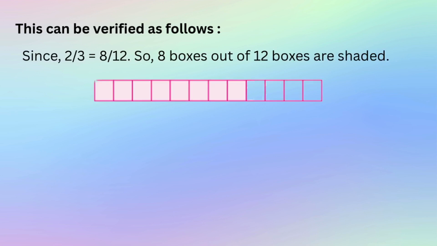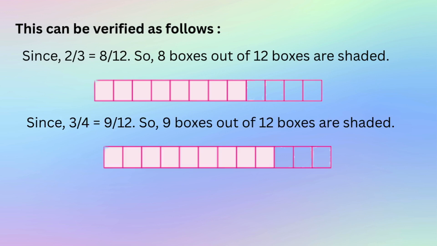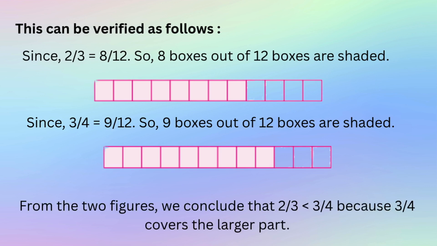This can be verified as follows. Since 2/3 equals 8/12, 8 boxes out of 12 boxes are shaded. Since 3/4 equals 9/12, 9 boxes out of 12 boxes are shaded. From the two figures, we conclude that 2/3 is less than 3/4 because 3/4 covers the larger part.